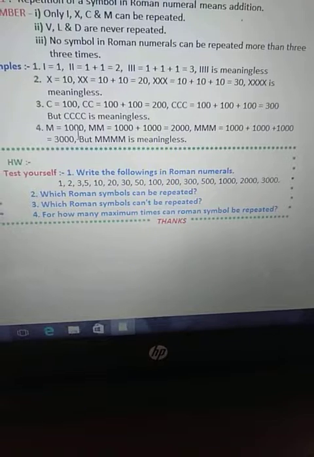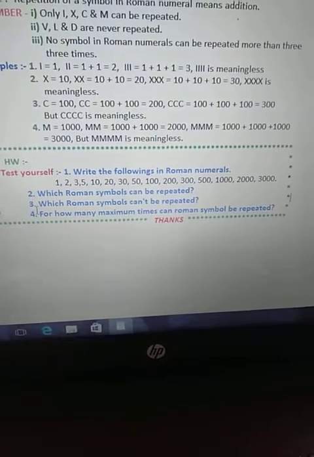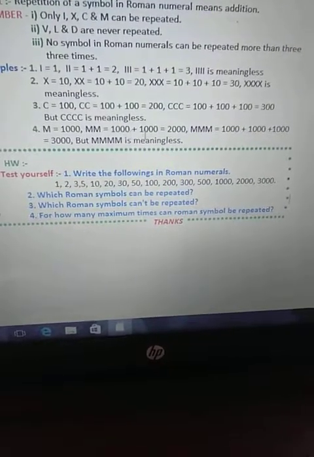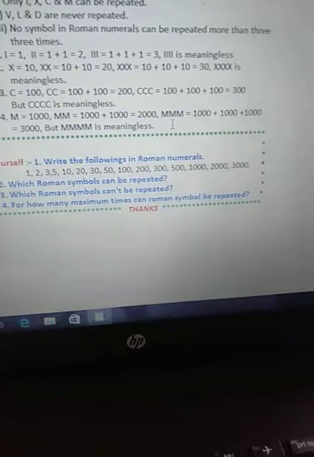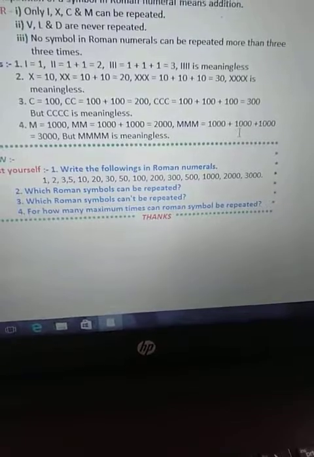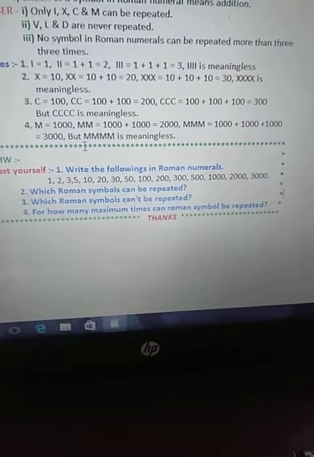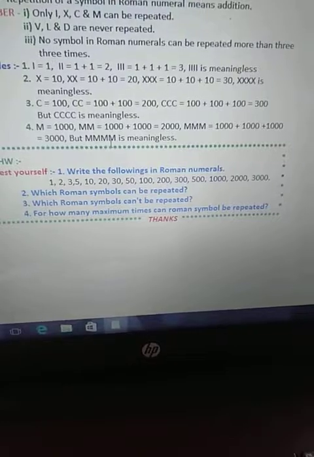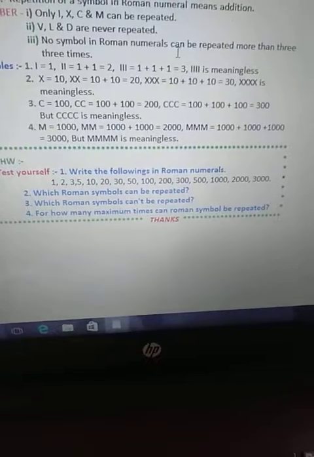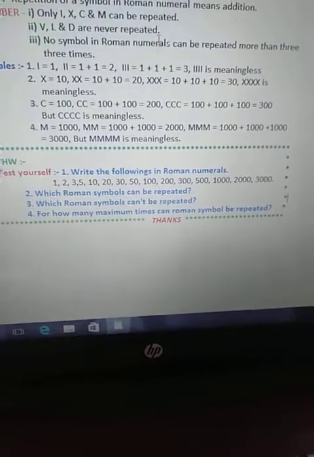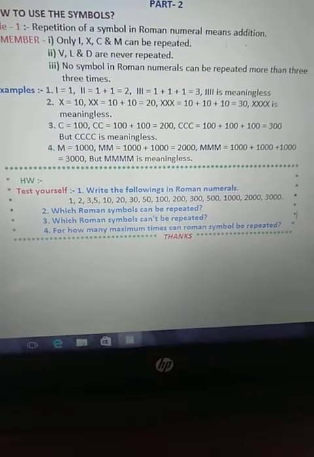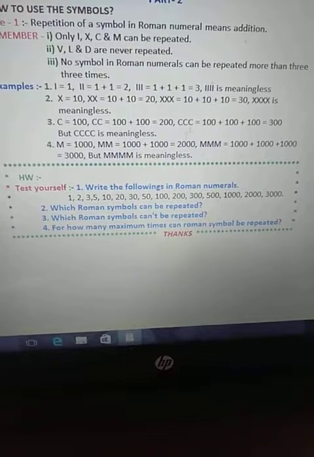Similarly, M equals 1000. Double M, M plus M, that means 1000 plus 1000, is equal to 2000. And when M is repeated 3 times, 1000 plus 1000 plus 1000 is equal to 3000. But M can't be repeated for 4 times. If it is repeated, it is meaningless. So with these examples, we have discussed rule 1: repetition of a symbol in Roman numerals means addition.